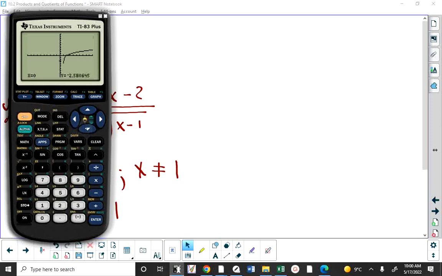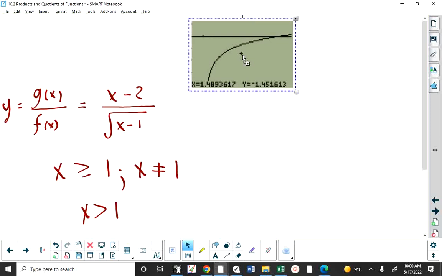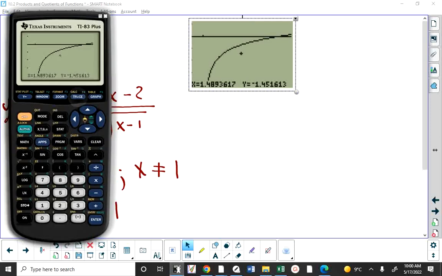Let's do this. So if I were to go trace 1, there's nothing. There's no y coordinate. If I go trace 1.0002, there's a y coordinate. Is that really what the y coordinate is? Negative 70? That seems odd.